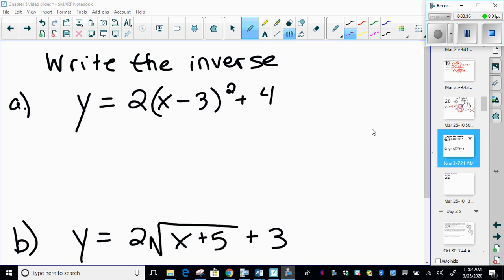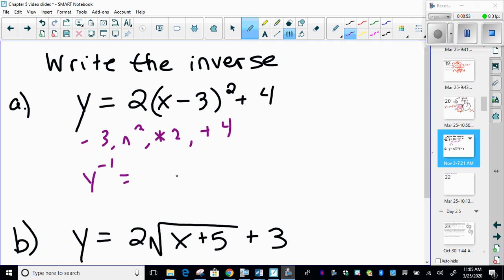But these two warm-up questions are the two odd situations, one where there's a square where it starts as a parabola, and the other one where there's a square root. So go ahead and pause this, write both of the inverse equations, and then unpause it, and I'll give you the solutions to them.